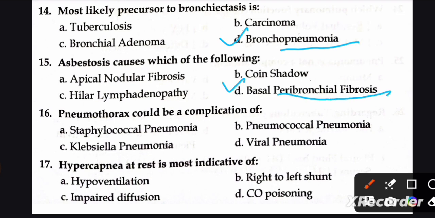Next question is: pneumothorax could be complication of A. staphylococcal pneumonia, B. pneumococcal pneumonia, C. Klebsiella pneumonia, and D. viral pneumonia. Right option is A. staphylococcal pneumonia. Next question is: hypercapnia at rest is most indicative of A. hypoventilation, B. right to left shunt, C. impaired diffusion, and D. CO poisoning. Right option is A. hypoventilation.